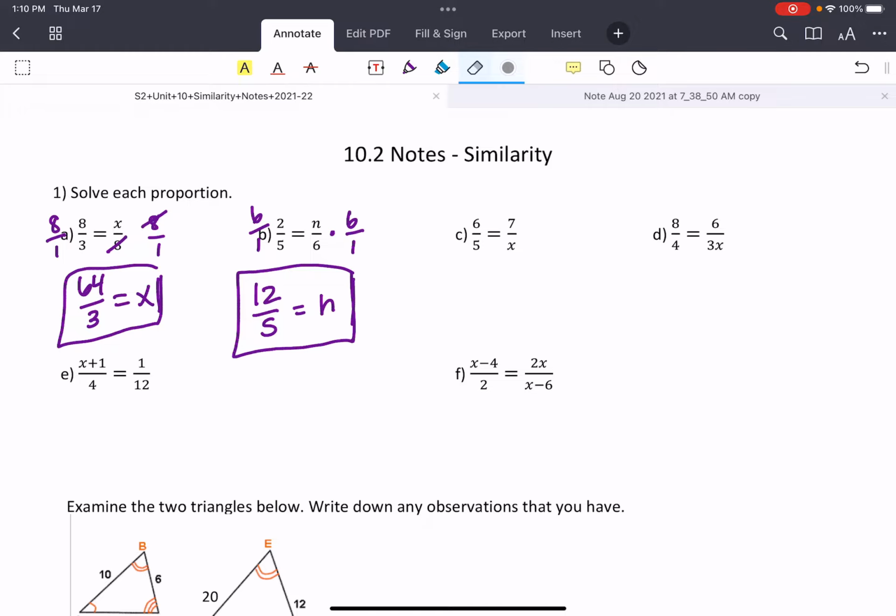So one thing we can do is, you guys have maybe heard about, I know there's lots of different methods or directions to call this, but it's called cross multiplication. And it's where I'm going to take the 5 and the 7 and multiply them, and I'm going to take the 6 and the x and multiply them. But really, it's just a shortcut for what I'm going to show you right here.